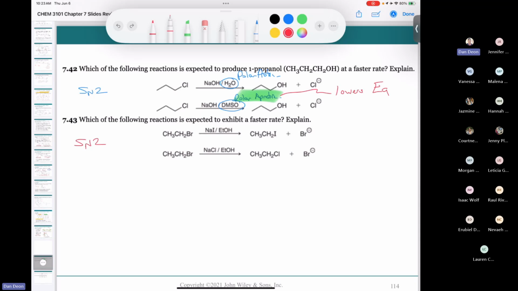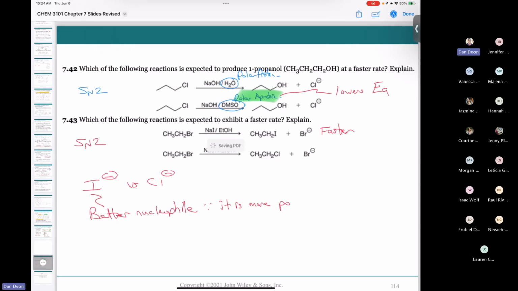But anyhow, they're iodide and chloride. So which one is going to be a better nucleophile? It's iodide versus chloride. Which one's a better nucleophile? I'll help you out. This one is going to be faster with the iodide. Iodide, we'll put here, is the better nucleophile. Chloride's a good nucleophile too, but iodide is better since it is more polarizable. And remember, polarizable just means it's more able to distort its electron cloud.